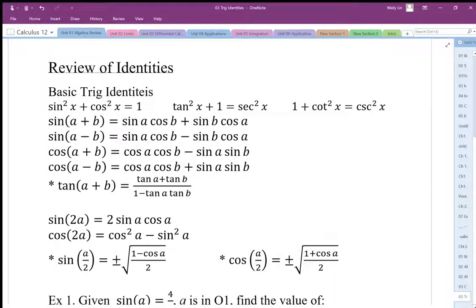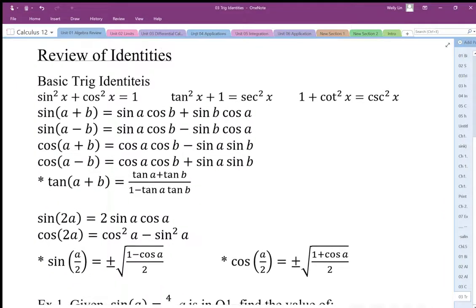So here we're going to do a review of trig identities, and our basic identities are going to be our Pythagorean identities. So sine squared plus cos squared equals 1, tan squared plus 1 equals secant squared, and 1 plus cotan squared equals cosecant squared. Really the main one is going to be this. In fact, we can establish the other identities from this main identity here. Okay, so this is our main identity, cos squared plus sine squared equals 1.